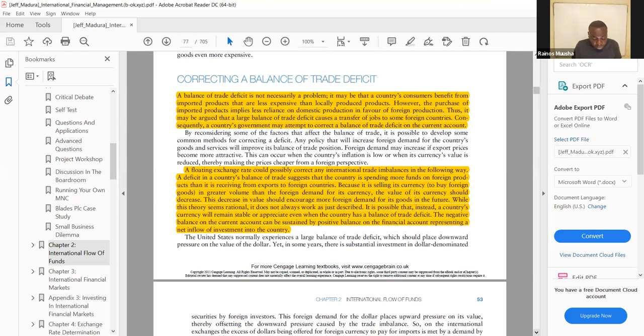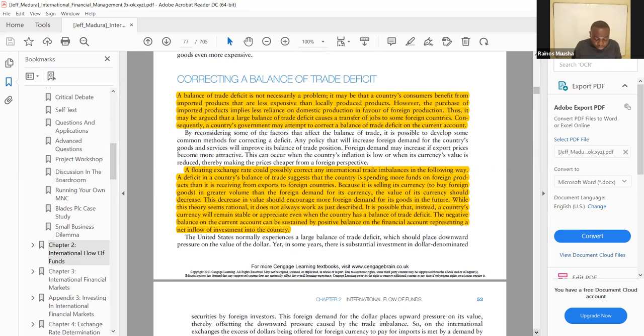Because it is selling its currency to buy foreign currency in greater volume than the foreign demand for its currency, the value of the currency should decrease. This decrease in value should encourage more foreign demand for its goods in the future. While this theory seems rational, it does not always work as just described.